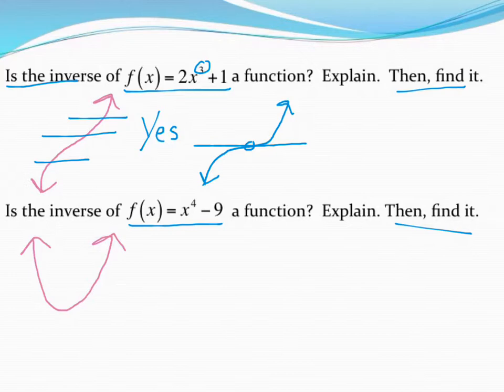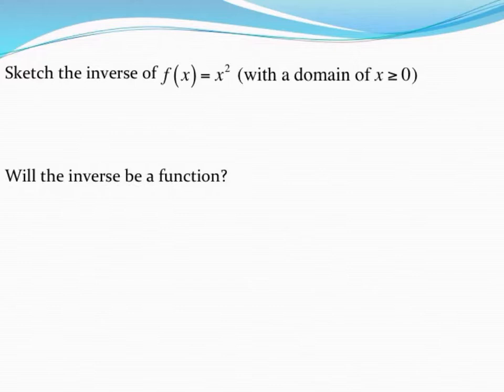For our x to the 4th example down here, I can see that it will fail the horizontal line test. I can draw a horizontal line and have it touch 2 times, so the inverse of this is not a function. And then finally, here's a sort of interesting one to take a look at.